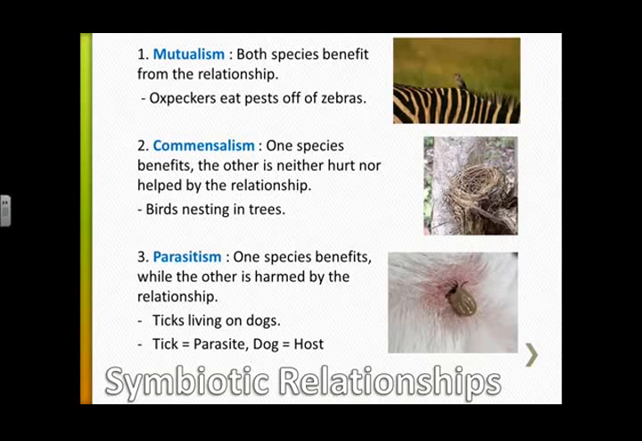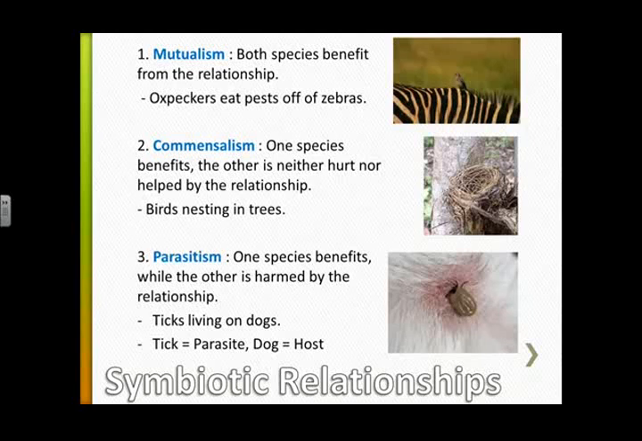Commensalism, when one species benefits and the other is neither hurt nor helped by the relationship. For example, birds nesting in a tree. The birds are happy because they have a safe place to live, but it doesn't bother the tree in any way. The tree isn't being helped by the birds, but it's not being hurt by them either.